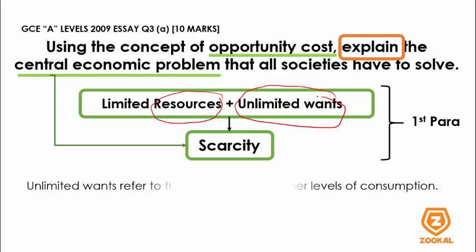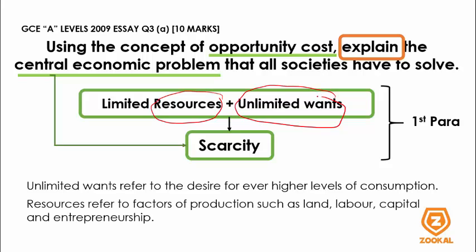So unlimited ones actually refer to the desire for ever higher levels of consumption. This means that as soon as all wants are satisfied, new ones are created. Resources, on the other hand, refers to the factors of production, or in short, FOP. This includes 4 different factors, which is your land, labor, capital, and entrepreneurship. These 4 factors will be further elaborated in future videos.